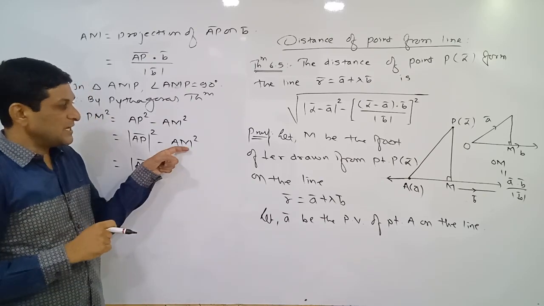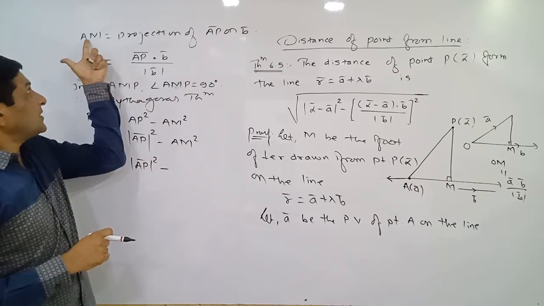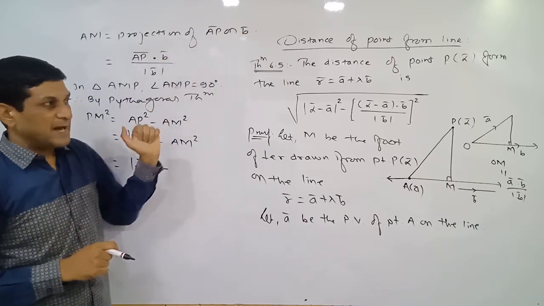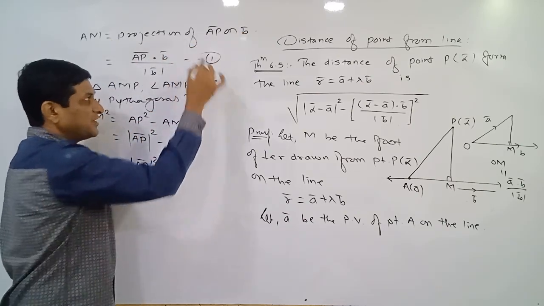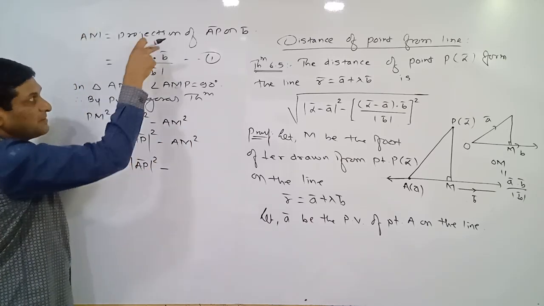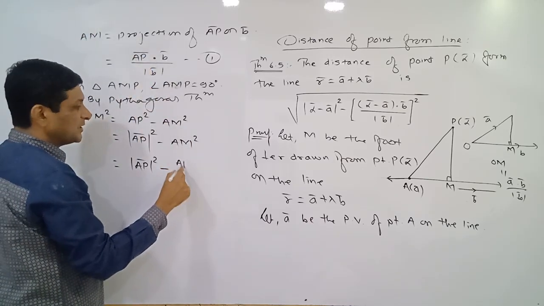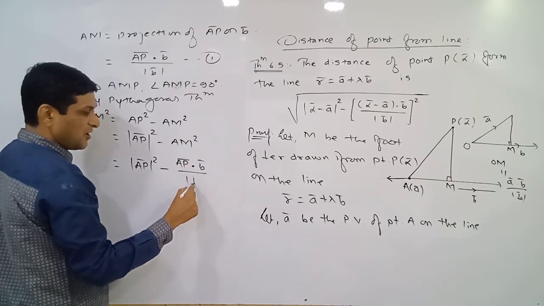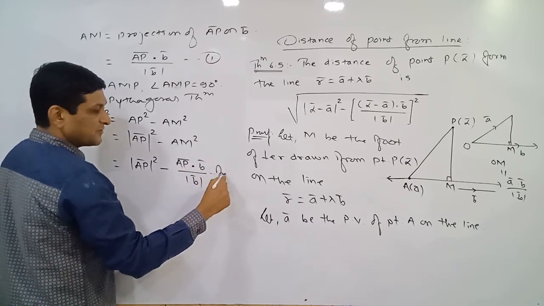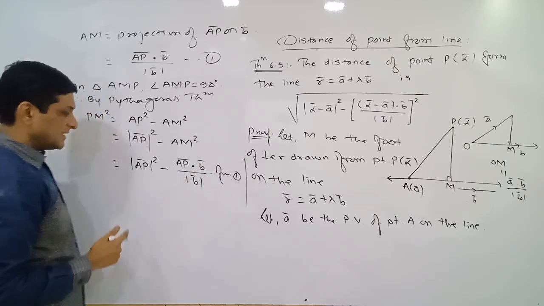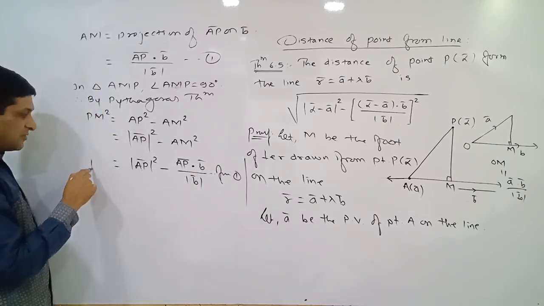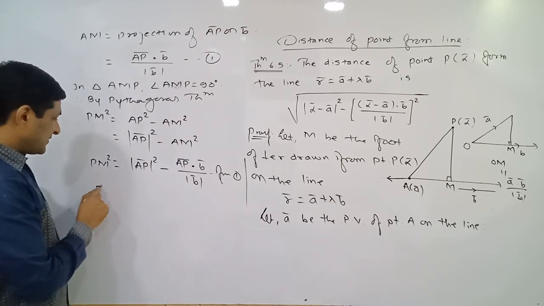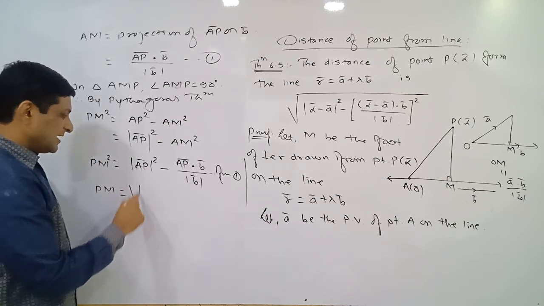Now here we are substituting the value of AM. So AM is nothing but the projection of AP bar on what? B bar. Let us denote this value by equation number first. I am replacing AM by its value: AP bar dot B bar upon magnitude of B bar. This value we are substituting from equation number first. So now this is the value of PM square. But the question is to find out PM. So PM is equal to under root.